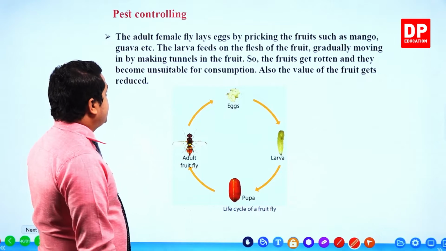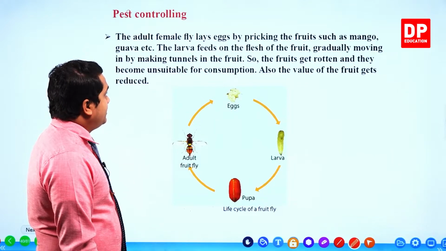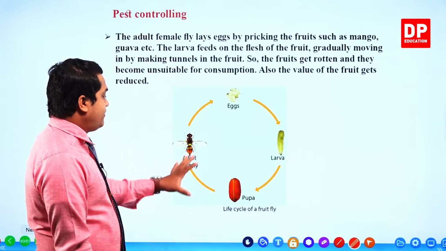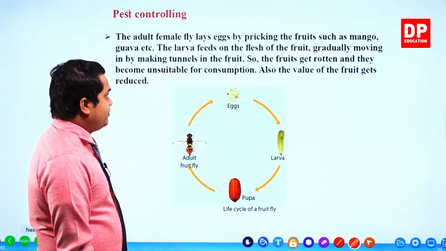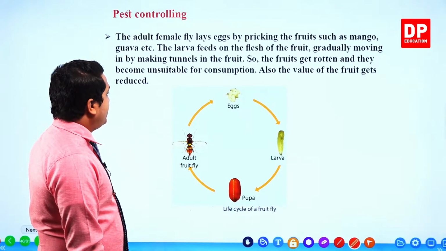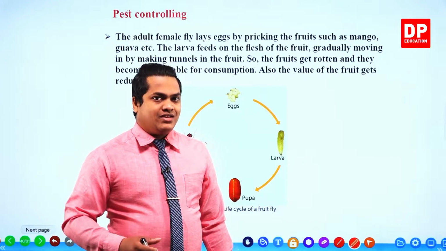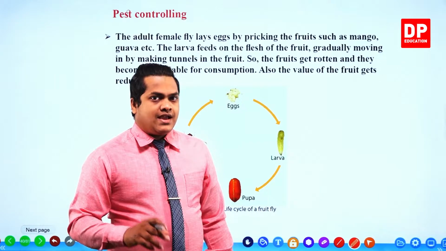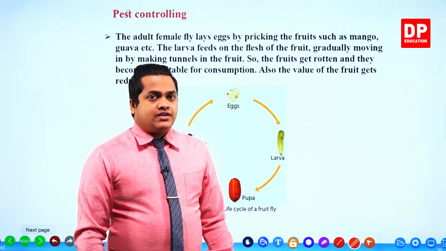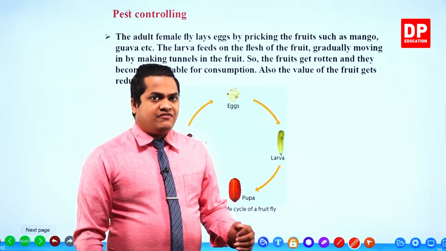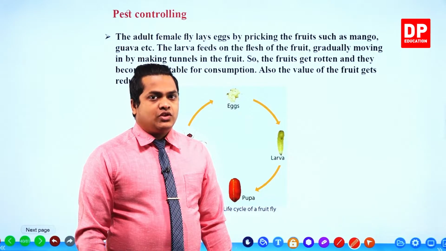So it is given as pest controlling. Under pest controlling, the adult female fruit fly lays eggs by pricking fruits such as mango, guava, etc. So the adult is going to pierce or prick the fruit surface and lay eggs on it. When they are laying eggs, there should be a fleshy part so that the maggot can eat. Mainly they are using those kinds of fruits.